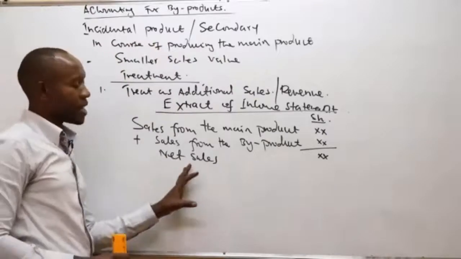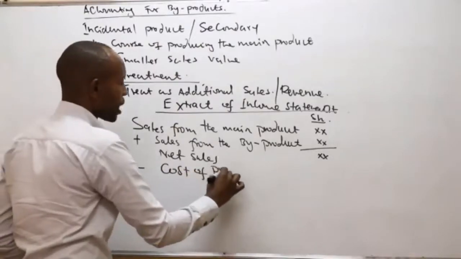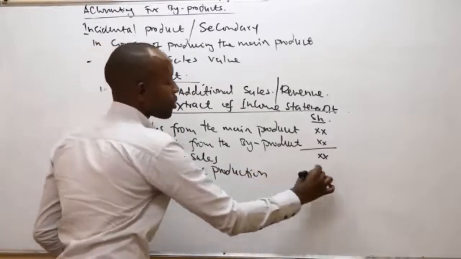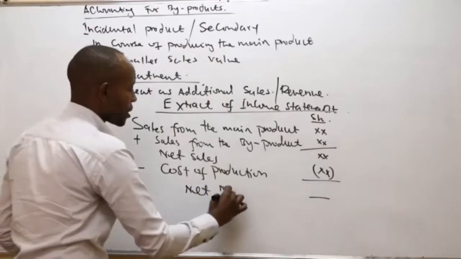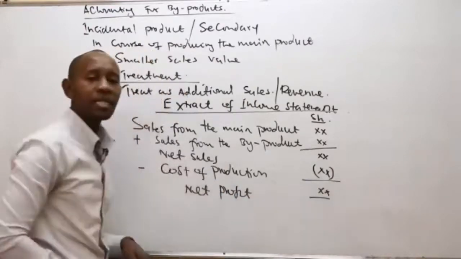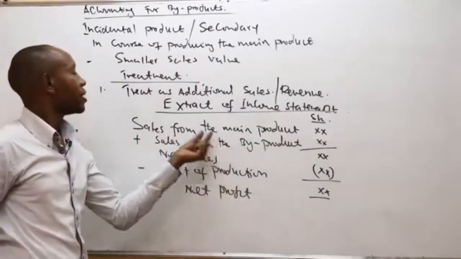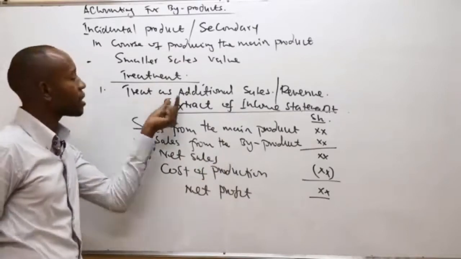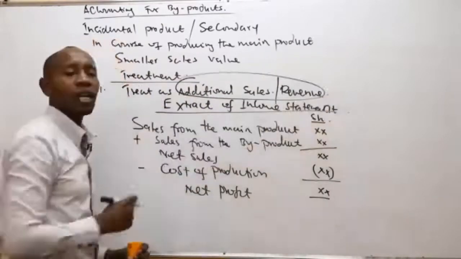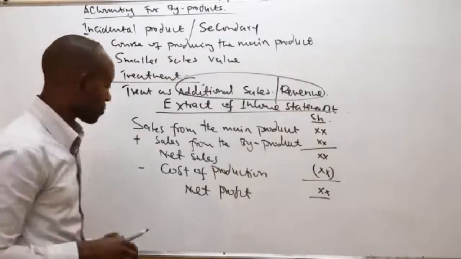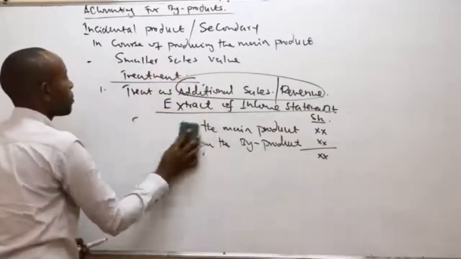Then when I get my net sales, I can now say less or subtract the cost of production, and this will give us our net profit. So that's the number 1 treatment. You can take the sales or the revenues from the byproduct and you simply add it to the sales of the main product. In that case, you are treating it as additional revenue. That is treatment number 1.